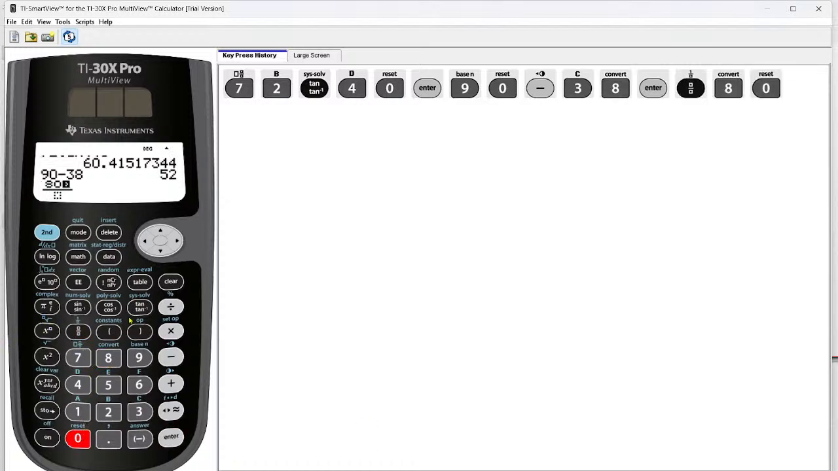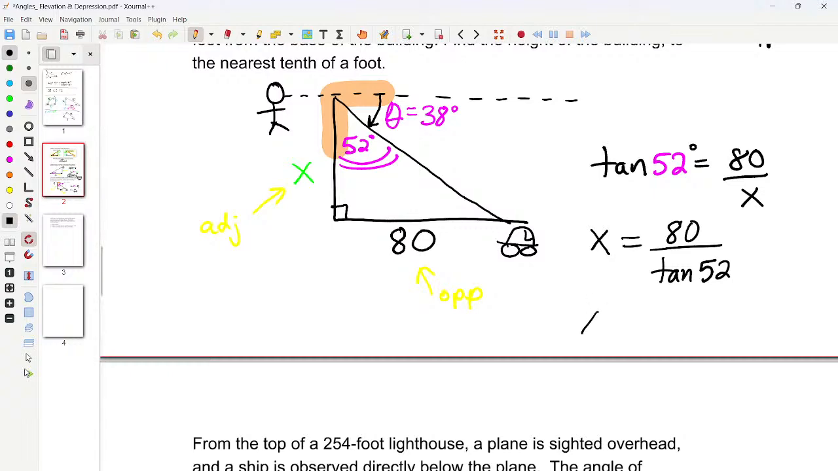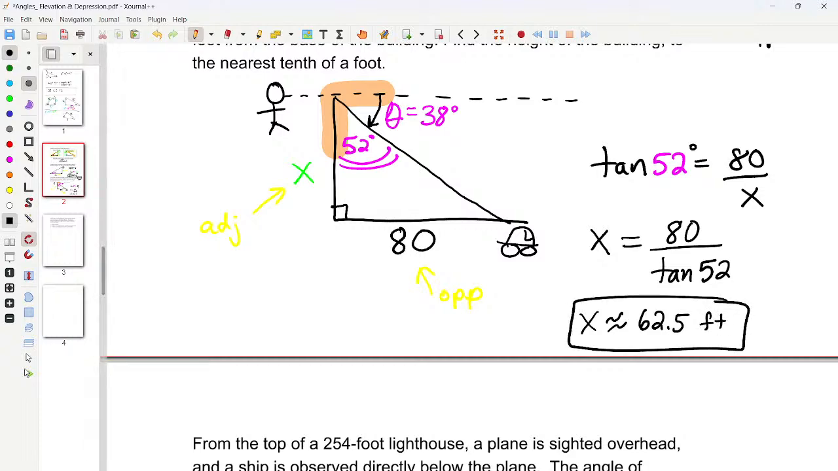$80 on top of tan 52 is about 62.5 feet there. Okay.